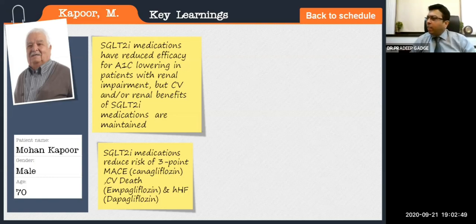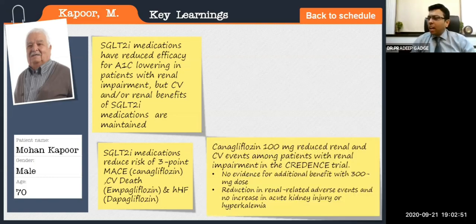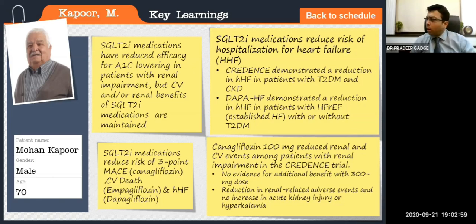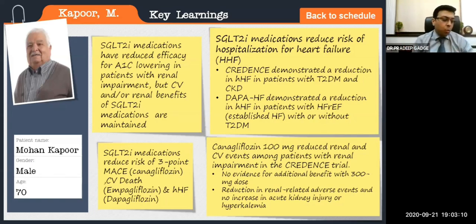Now, canagliflozin 100 milligrams reduce renal and cardiovascular event, we have already discussed. So basically, SGLT2 inhibitors reduce risk of hospitalization for heart failure, and various studies have shown that now, and we know that. So now this is what 3 cases I had for you.